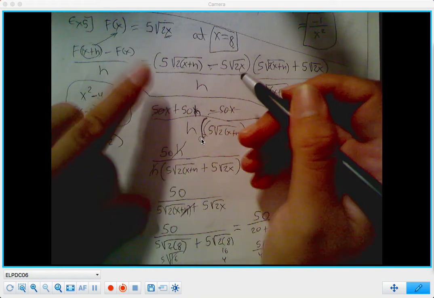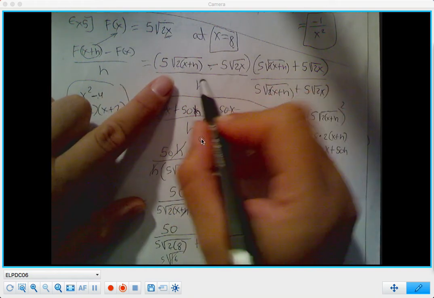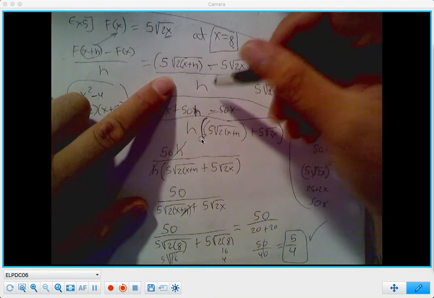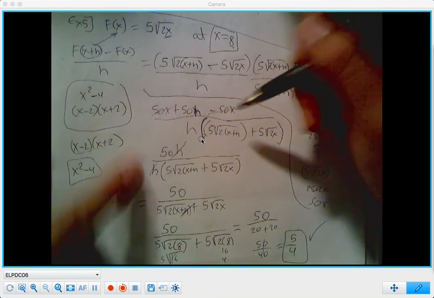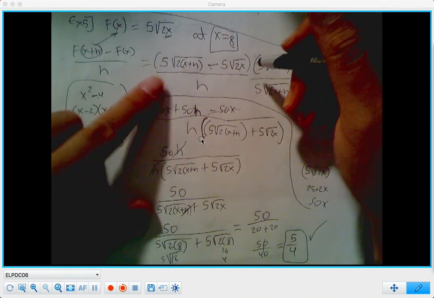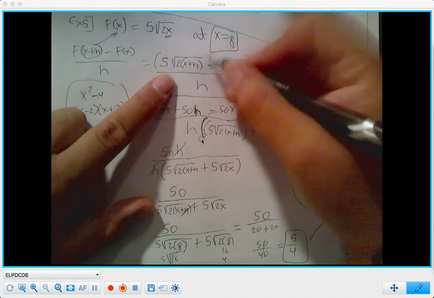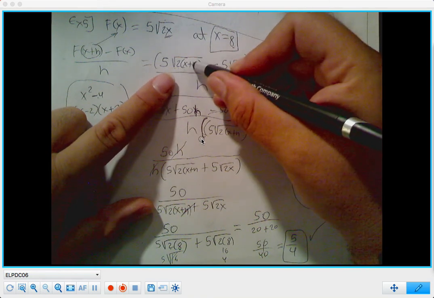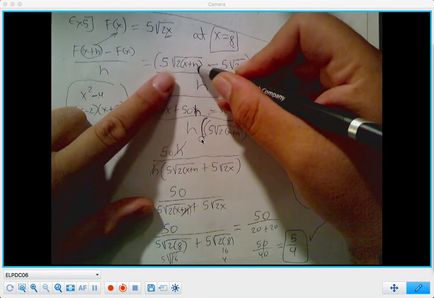I don't know if you remember when I started doing this problem, I said, interesting. Because remember we said that our goal is to cancel our h's. But right here, the h is inside the radical. There's no way you can take it out. So anytime the h is inside the radical, we need to get rid of the radical first.